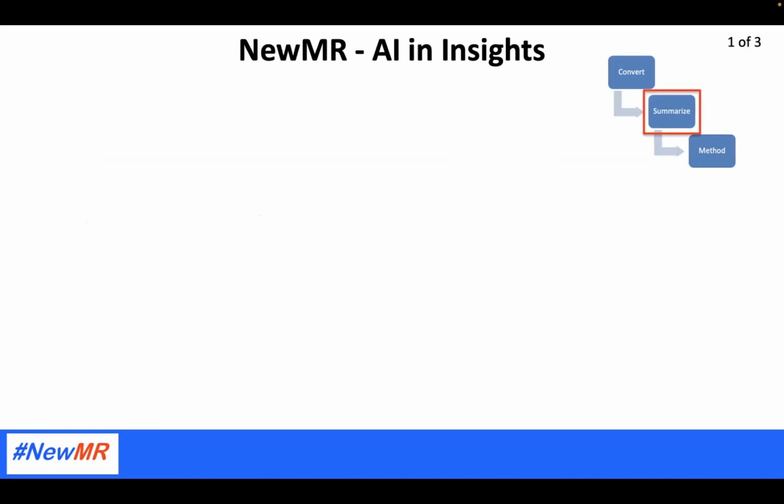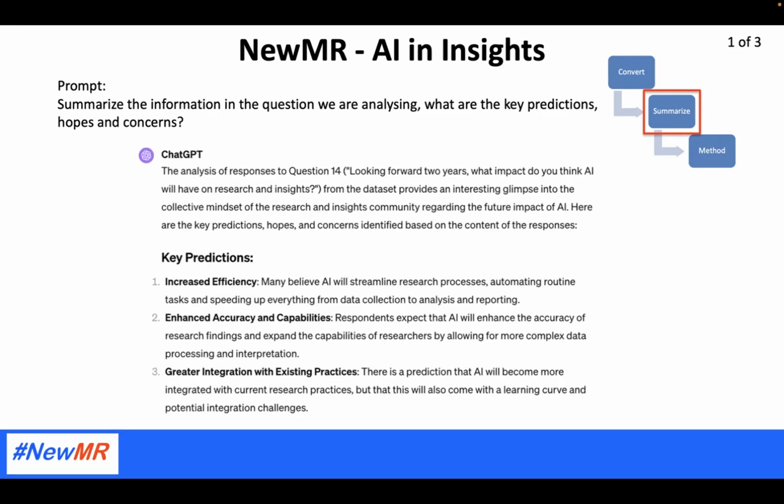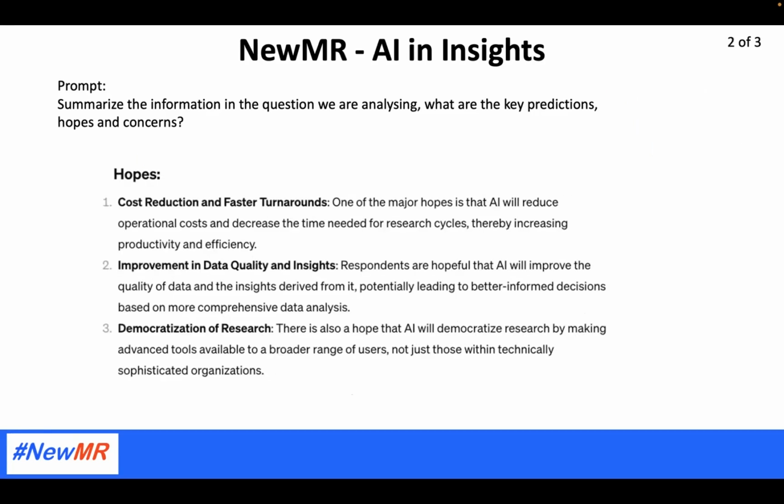The second one is summarize. So instead of doing all that converting, I could just have uploaded the information and say, summarize the information in the question we're analyzing. What are the key predictions, hopes, and concerns? So the key predictions, it thinks that people are saying that there will be increased efficiency, there will be enhanced accuracy and capabilities, and greater integration with existing practices. What are the hopes? Cost reduction and faster turnarounds, improvement in data quality and insights, and the democratization of research.